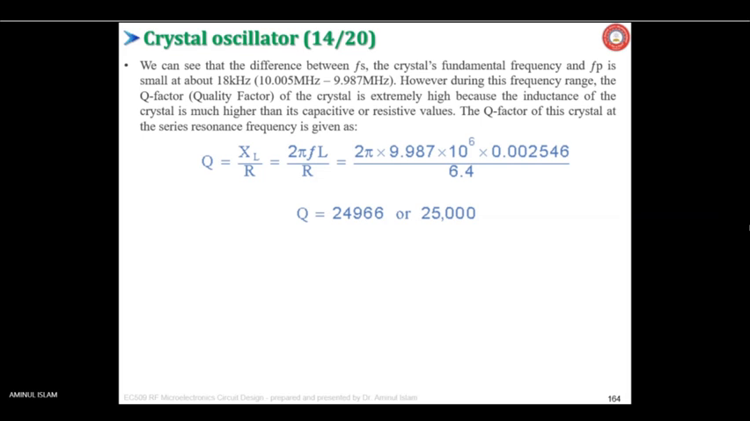You can see the difference between Fs and the crystal's fundamental frequency, Fp the parallel frequency, and Fs the series resonant frequency. Between these two resonant frequencies, parallel and series, there is not much difference. The difference is about 18 kilohertz: 10.005 megahertz minus 9.987 megahertz. That's the difference between these two.